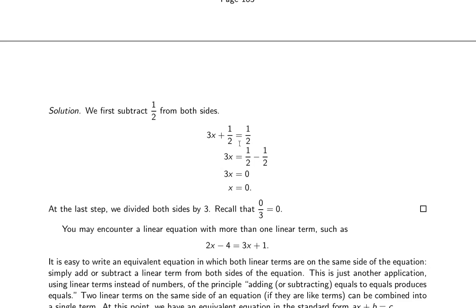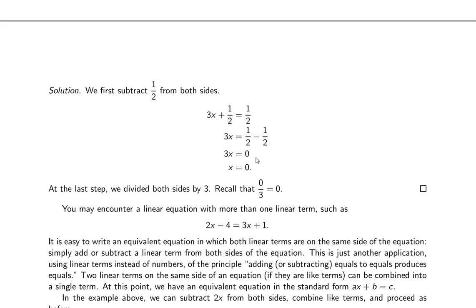Okay, so subtracting 1/2 from both sides, they both disappear. So we just get 3x equals 0. And yeah, this is also kind of an awkward situation, but just remember, whatever number is multiplying the x, now we have to divide both sides by that number. So we're dividing both sides by 3.